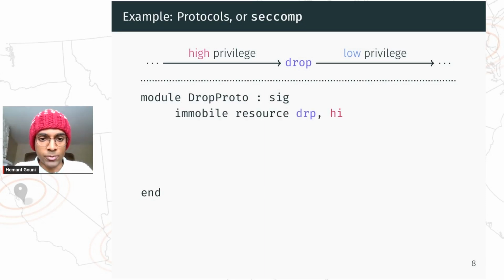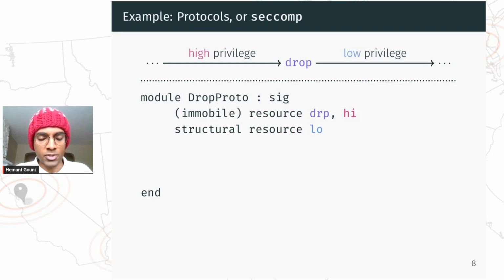So we start off by declaring two immobile resources, drop and high. And the actual situation is ever so slightly more complicated. I'll refer you to the paper for that. And we also declare a structural resource, low. And all that structural means is it's just totally unrestricted.